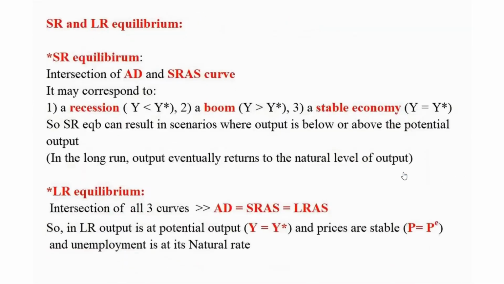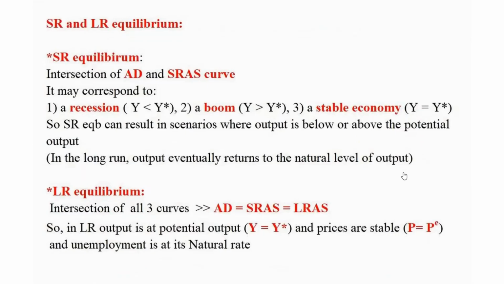Now, moving on to short-run and long-run equilibrium in our AD-AS model, the short-run equilibrium is given at the intersection of a downward sloping AD curve and an upward sloping short-run aggregate supply curve. Now, the short-run equilibrium can correspond to three scenarios. You could have a recession where output is less than potential output, so you have a recessionary gap. You could have a boom where output is greater than potential output, so you have an inflationary gap. And you can have a stable economy where output is equal to potential output.